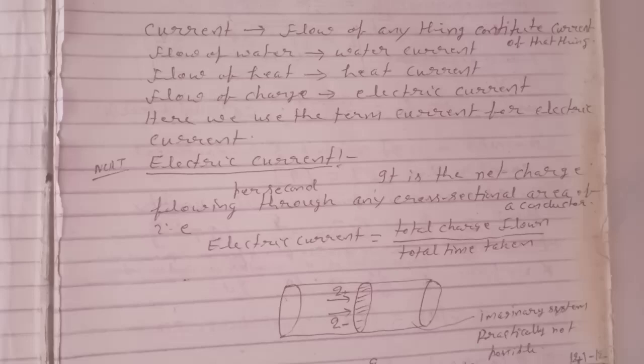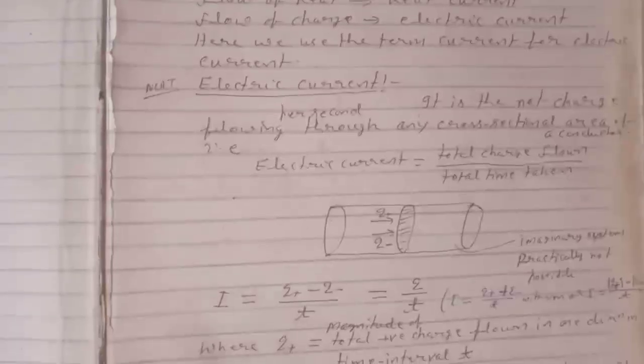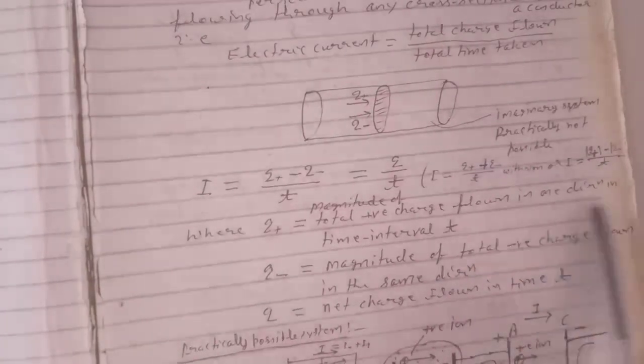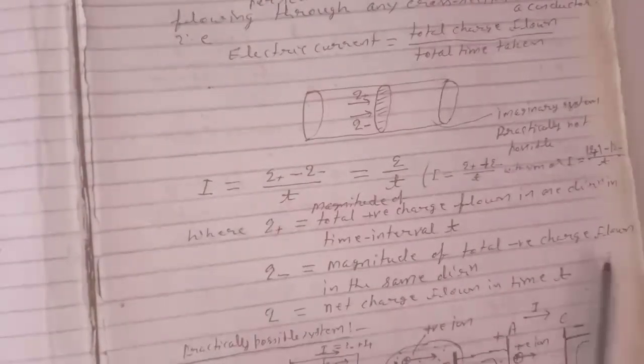Again, I can be written as I equals Q plus minus Q minus by T, with sign. We have to use the sign when we put in the values. Or I equals mod of Q plus minus mod of Q minus by T. If we have to take only magnitude values, then we can use this formula, where Q plus is the magnitude of total positive charge flown in one direction in time interval T, and Q minus is the magnitude of total negative charge flown in the same direction. Q equals the net charge flown in time T.